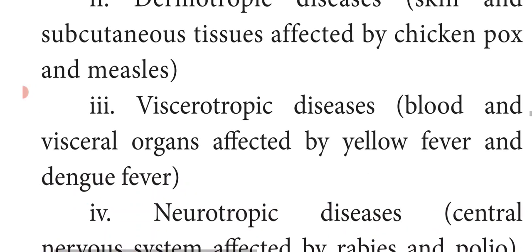And next one is viscerotrophic diseases. Viscerotrophic diseases means diseases which mainly affect the blood and the visceral organs. Visceral organs means all the important organs which are present inside our body. Example, heart, kidney, lungs, liver, all these come under visceral organs. Example, yellow fever and dengue fever. So viscerotrophic diseases mean blood and visceral organs affected by yellow fever and dengue fever.